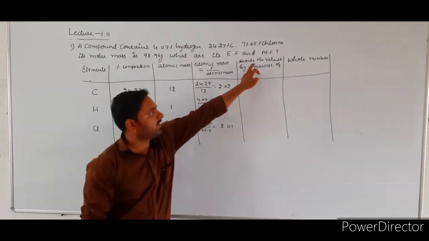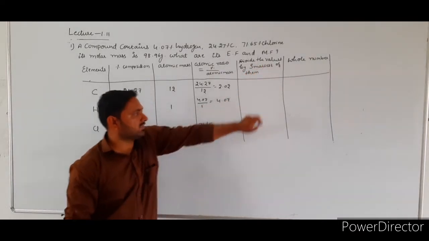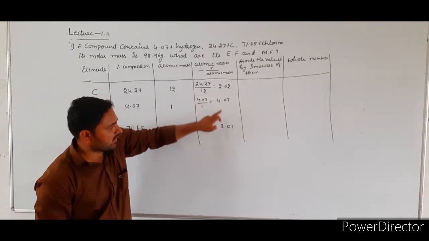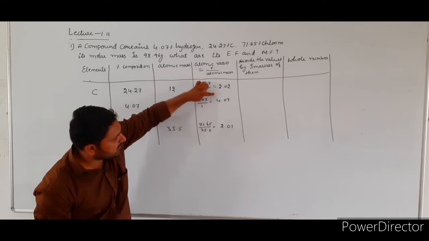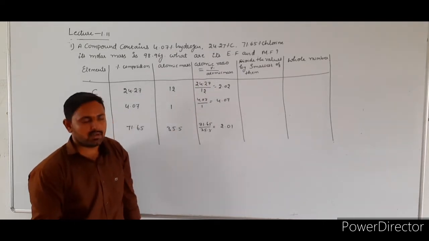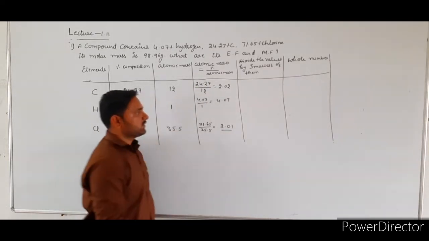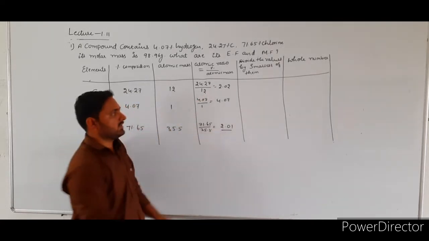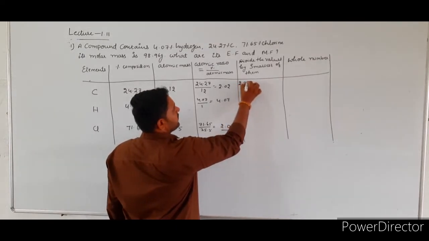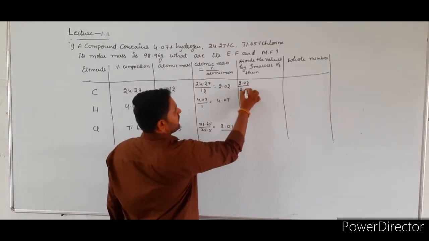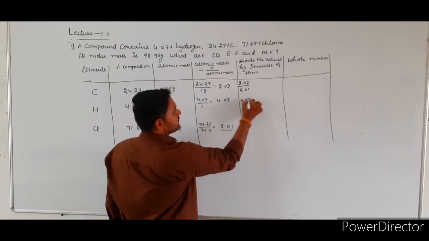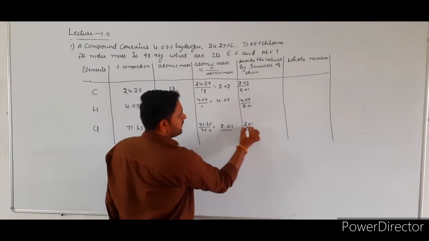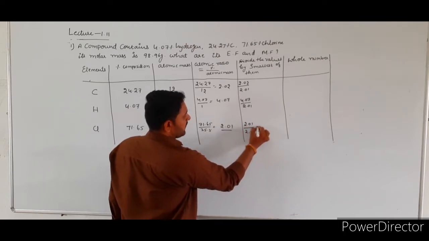Next, divide the values by the smallest of them. Divide all these values by the smallest number. Among these three, which is the smallest number? This is the smallest number. So divide all these values by this smallest number. 2.02 divided by 2.01. Next, 4.07 divided by 2.01. This is 2.01 divided by 2.01.